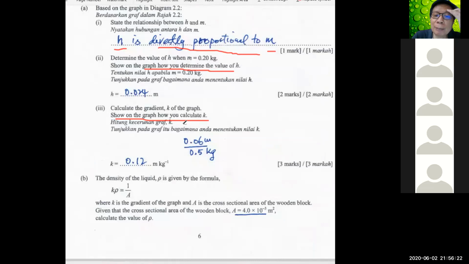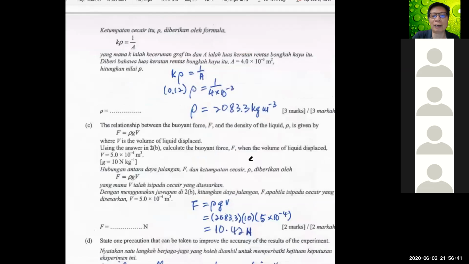Just pick 2 points, use a formula to calculate. Then you are stupid, understand? I tell you, in physics you don't need to show you are very smart. Don't use a formula, show the triangle. They want you to show on your graph how you calculate. So you must show the triangle on the graph.